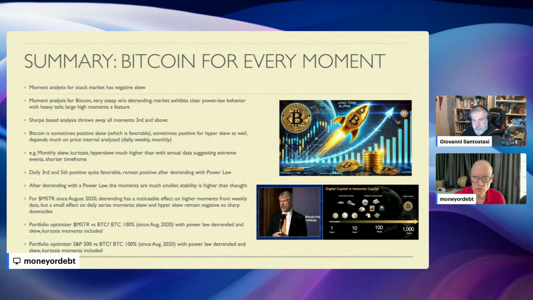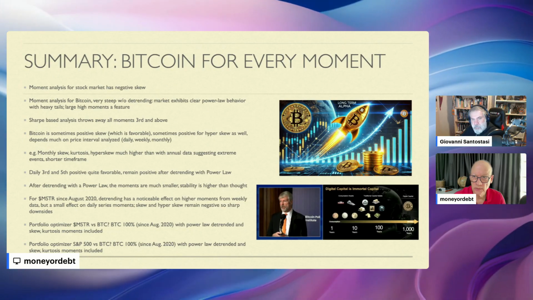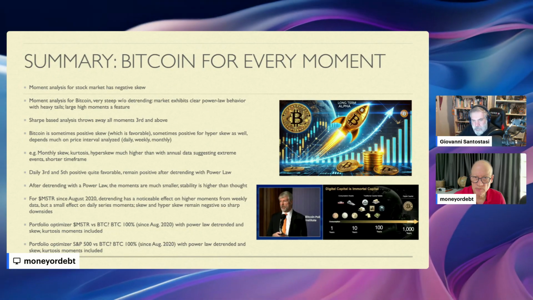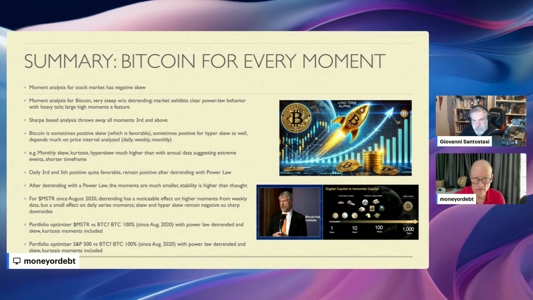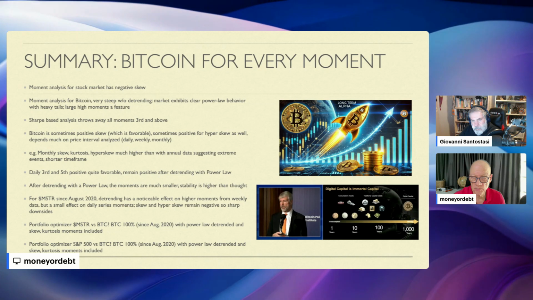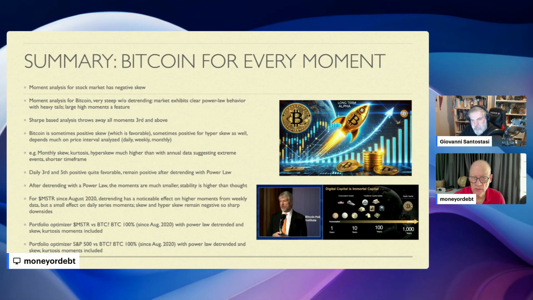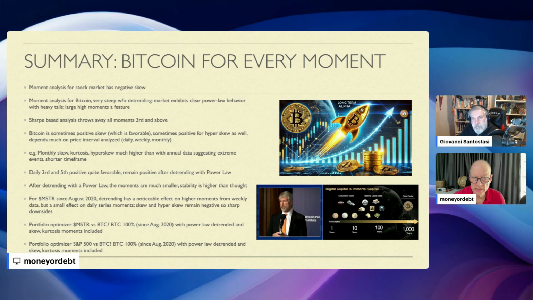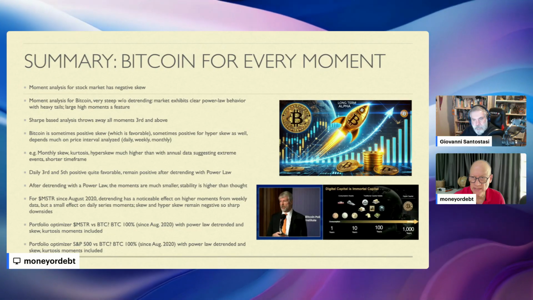Sharpe-based analysis throws away all the higher moments. Bitcoin is sometimes positive skew, sometimes positive for the fifth moment, the hyper skew. It does vary a lot depending on the price interval analyzed. But we settle on the daily because we want to have a lot of data.